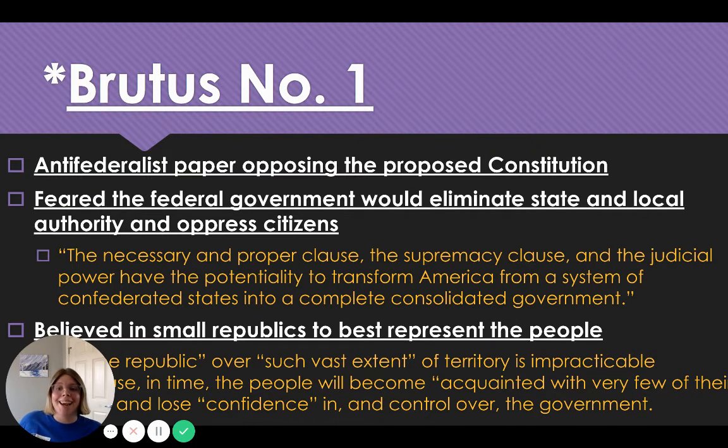Brutus number 1 is an anti-Federalist paper. So this is a counter-argument to Madison and the Federalist Papers. Brutus, and again, this is not his real name, this is just the pen name that he published the paper under. But Brutus basically argued that we shouldn't adopt the new Constitution, that we shouldn't ratify it, we shouldn't approve it. So he's an anti-federalist who doesn't like the Constitution. He fears the federal government would eliminate state and local authority and oppress the citizens. And he basically believed that small republics were the best to represent the people.